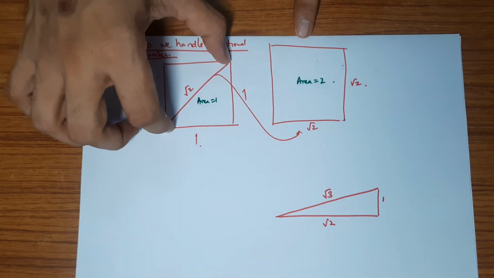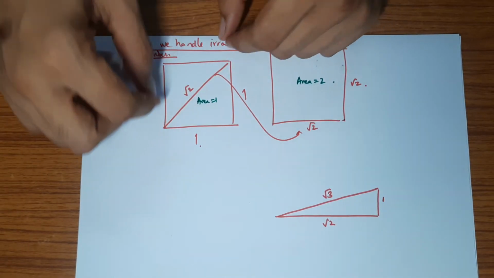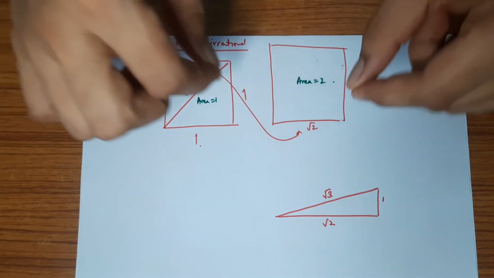So use the diagonal. The diagonal is a physical length. It's not an abstract idea. It's a physical length you can measure. You make a square, you measure the diagonal, and then you make the area.